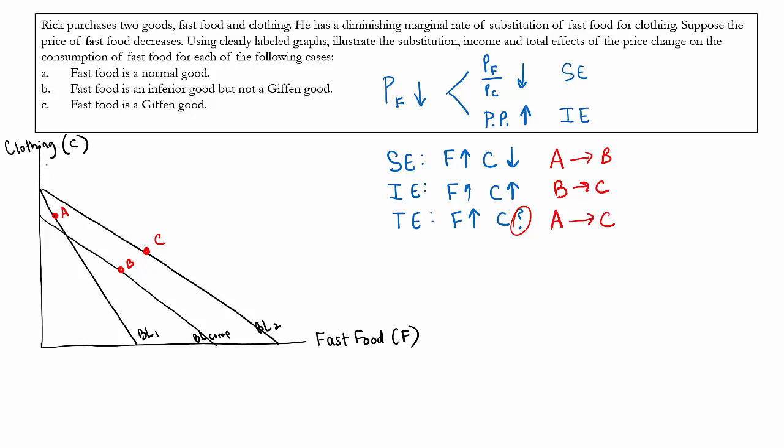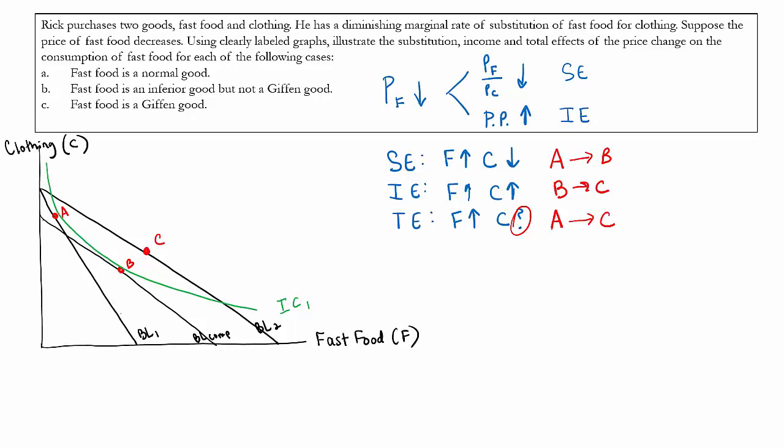A and B are by definition on the same indifference curve. So A and B are both on IC1, where A is a point of tangency to BL1, and where B is a point of tangency to the compensated budget line. Now we want our graphs to look good, but let's not sweat small little imperfections. So for example, here you see that my bundle A is not quite on my indifference curve.